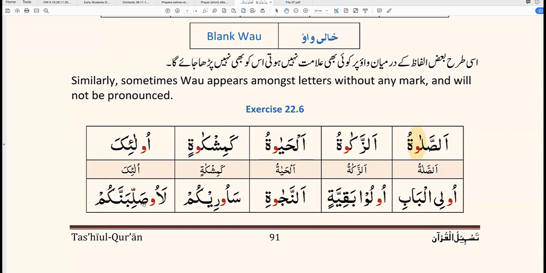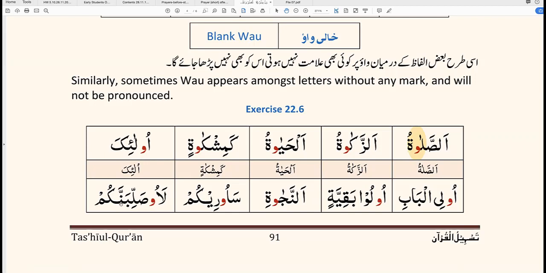Sol. Sol. Well done. The lam also carries a kasra. So let's put those two together. Solli. Solli. Well done. La usolli. La usolli. Well done. What is this letter with the dot underneath? Aba. Well done, well done. Okay. The ba carries a fatha. Straight afterwards is a what letter?